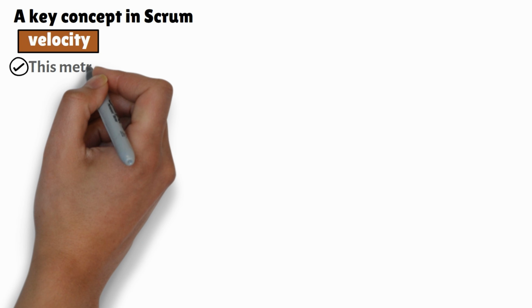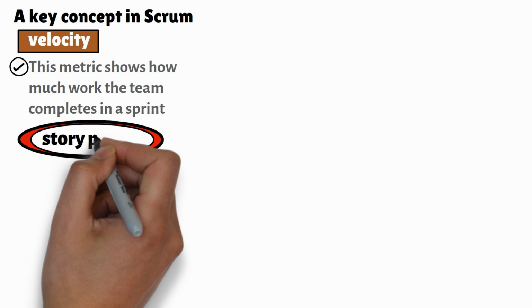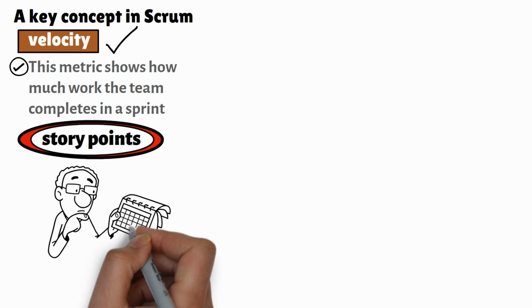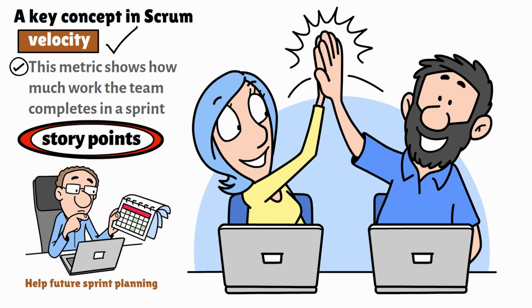A key concept in Scrum is velocity. This metric shows how much work the team completes in a sprint, often measured in story points. Velocity helps teams plan future sprints more accurately, ensuring they deliver consistent value.